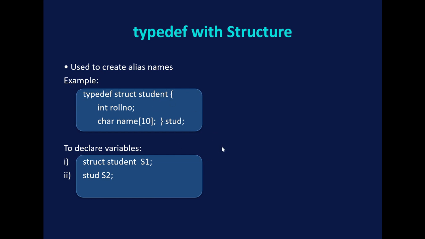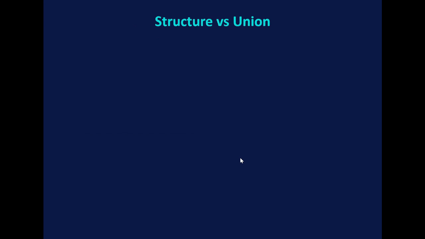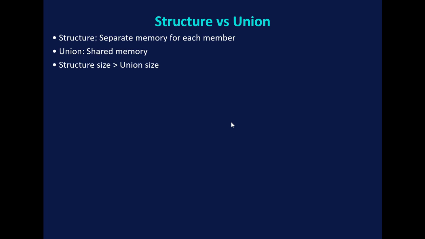So typedef is used to create alias names for a user defined data type. In fact, you could use a typedef for a fundamental data type, derived data type also. Typedef is generally used to provide an alias. The next topic is about structures and unions.